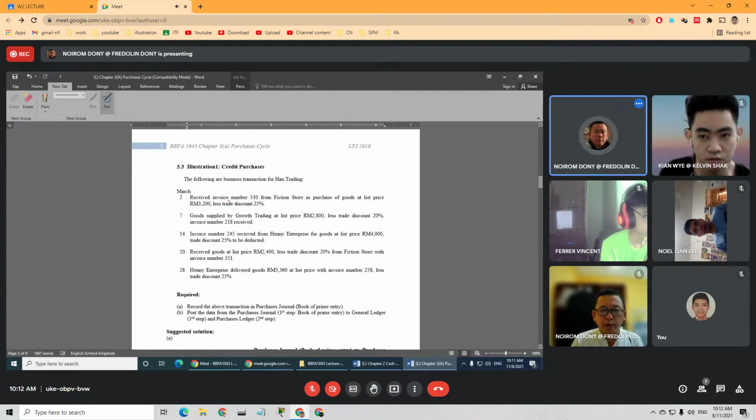So we look at the indicator. Like this one, receive invoice number 330 from Fiction Store as purchase of goods at the list price 3,200 less trade discount 35%. So receive, this is the keyword, receive invoice. So definitely this is showing us credit purchases. How do I know it's credit? Because the wording is invoice. And how do I know this is purchases? Because of the word receive.